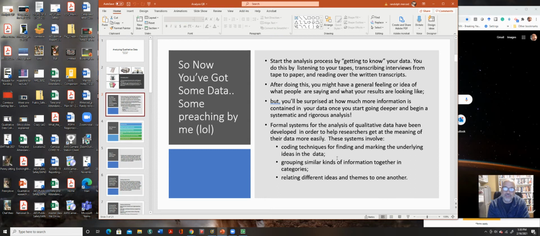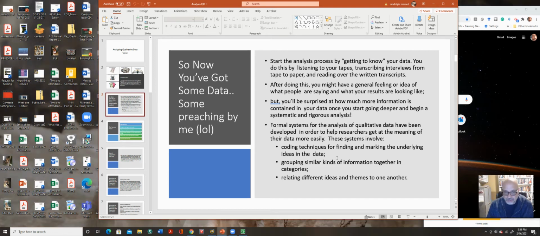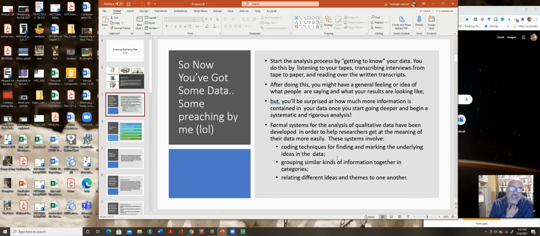So you want to make sure you look at this stuff, read it over and over again, get to know what's going on intimately. After doing this, you might have a general feeling and idea what people are saying about your results, and you get a really good understanding. But you'll be surprised at how much more information is contained in your data once you start going deeper and deeper and beginning to look at it in a rigorous way.